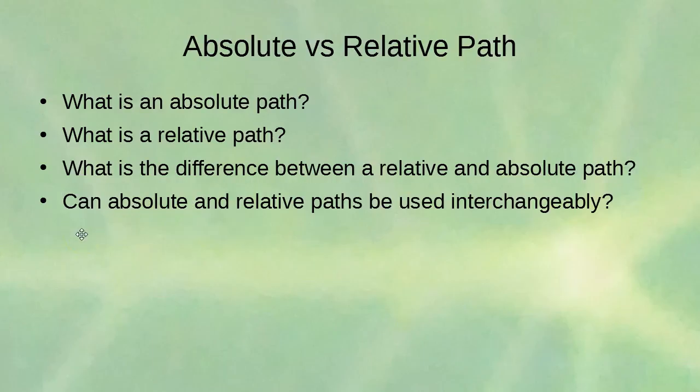And then absolute path versus relative path. Absolute path starts with the very root of the system, so it's a slash directory all the way down to the location of the file. Relative is based on where you're at. So all the symbolic links I was doing were relative paths. All the directory entries I was doing were relative paths, all based on where I was currently at. So they can be used interchangeably in certain situations.